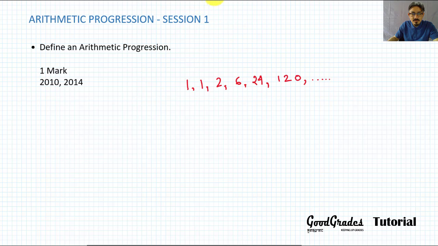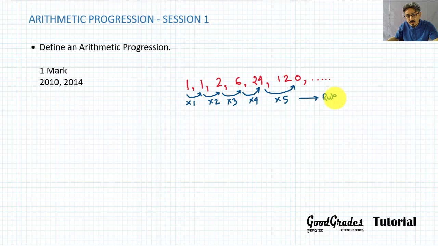Now we follow a certain rule. This sequence follows a rule. 1 times 1, then times 2, then 2 times 3 is equal to 6, then times 4, then times 5. So we are following a certain rule. When a series of numbers follows a rule, we call it a sequence.